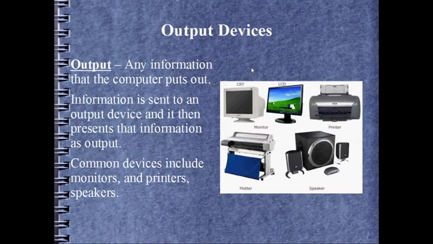Alright, output is information the computer puts out. It's created by an output device after an electronic signal is sent to it by the CPU. The device interprets the signal and then creates output. Monitors, printers, and speakers are good examples of these.